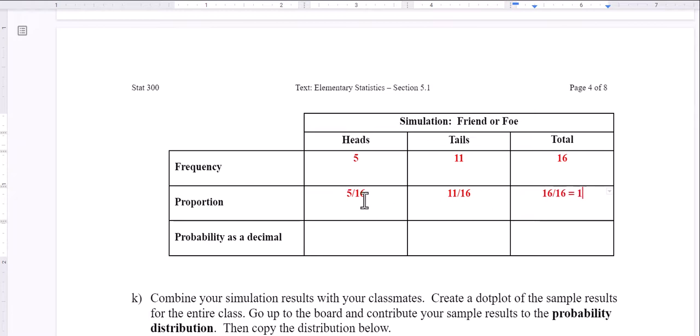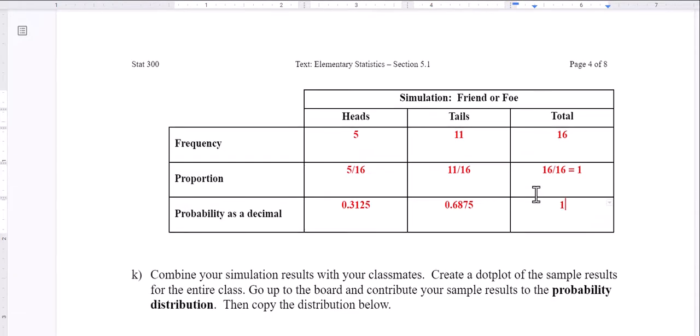So this is kind of like a probability. The proportion, the probability of getting heads in this particular instance will be 5 out of 16. So it is less than 1. Remember, probability should always be between 0 and 1. So probability as a decimal, when you do 5 divided by 16, this will be 0.3125. And you put in your calculator, 11 out of 16 will be 0.6875. And when you add these up, you will get 1 still.